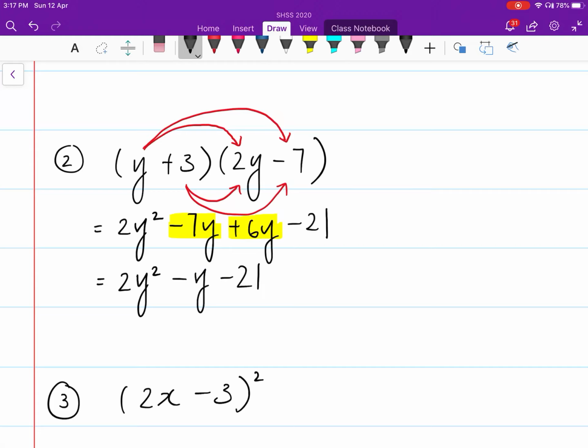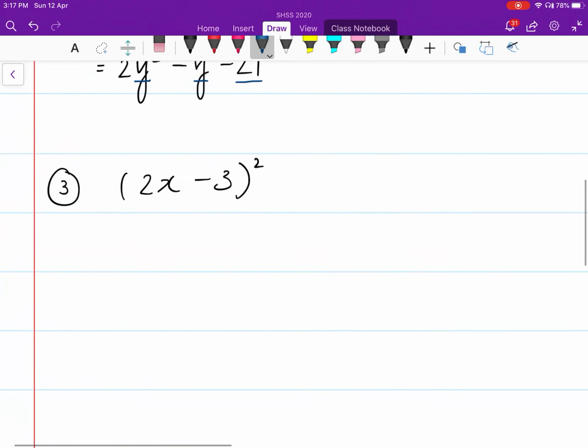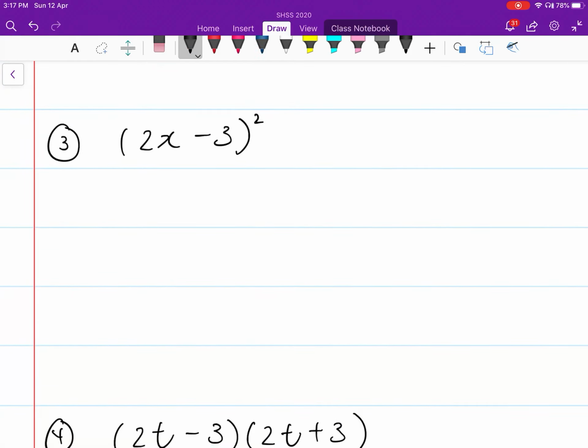From here, we cannot simplify any further because there are no more like terms. Y squared, y, and 21 are different terms. You cannot join them together. Now, let's take a look at the third type of expansion. 2x minus 3 squared. Like what we have learned so far, anything squared will give us the same thing multiplied by the same thing.